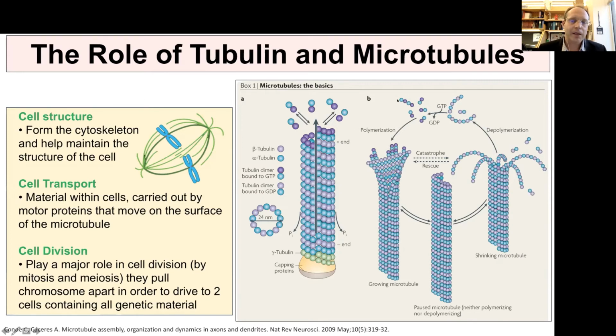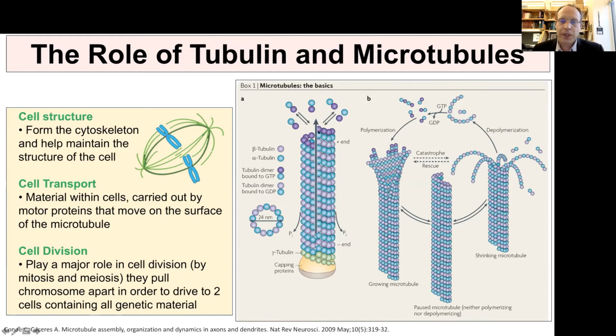On the right is a schematic of how microtubules grow and polymerize or depolymerize. So if we look at panel A on the left first, let's kind of walk through this. So we have beta tubulin and alpha tubulin shown in purple and blue respectively. So the dimer of tubulins, the alpha and beta tubulin dimer, is generally bound to GTP, and it needs to be bound to GTP to assemble or polymerize at the positive end or growing end of the microtubule.